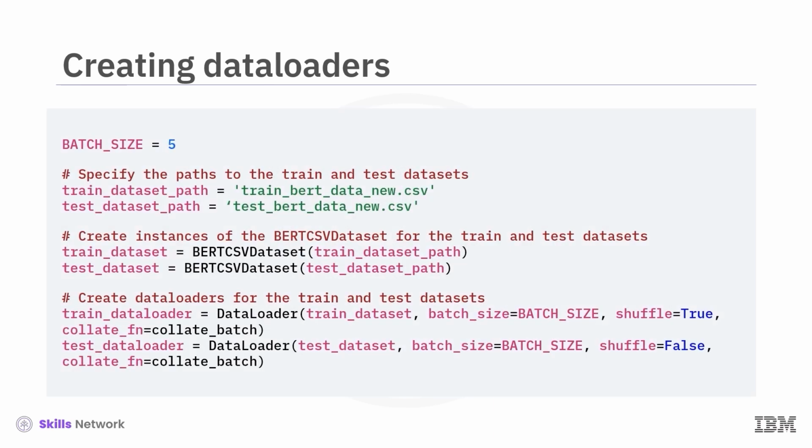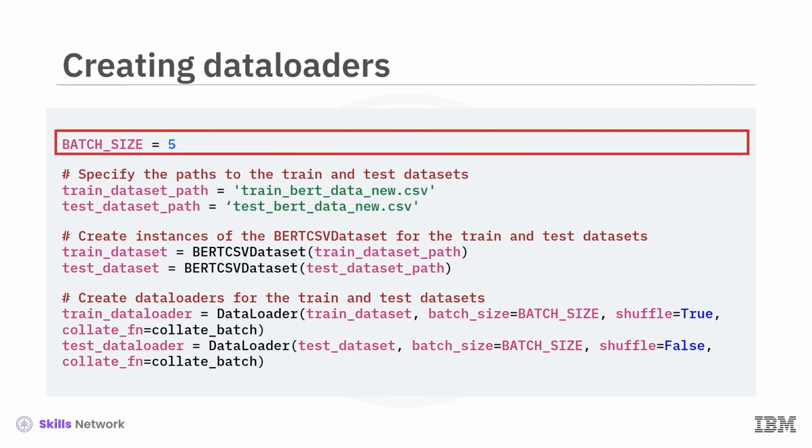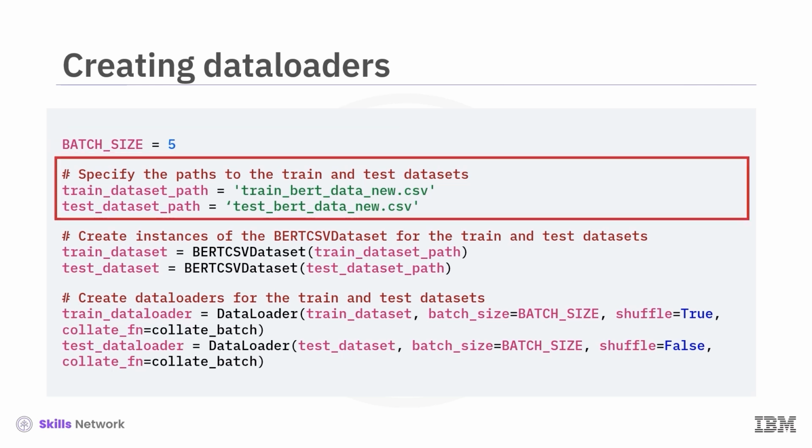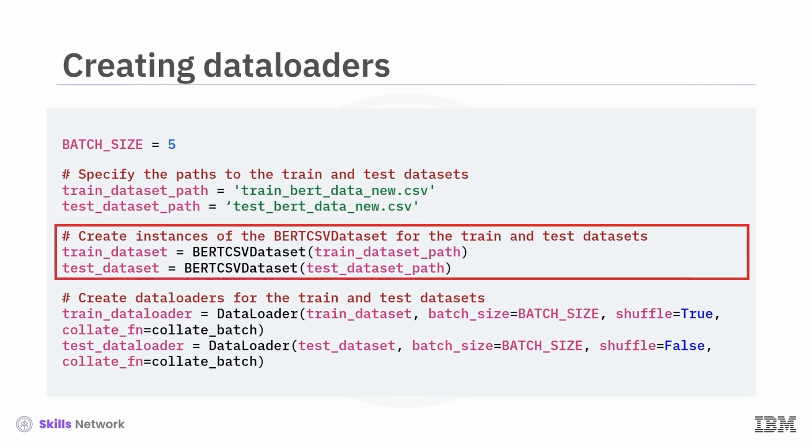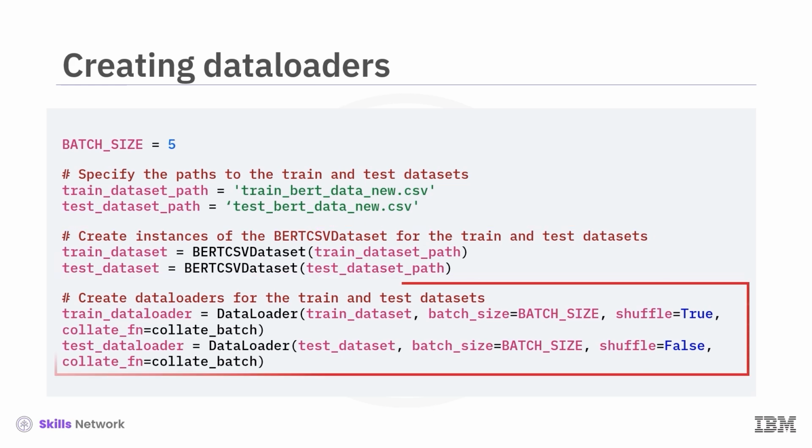Now you can create data loaders for the train and test datasets using PyTorch's DataLoader class. You start by defining the batch size. Next, you specify the file paths for the train and test datasets. You can then create instances of the BERTCSVDataset class for the train and test datasets using the specified file paths. Finally, create the corresponding data loaders.